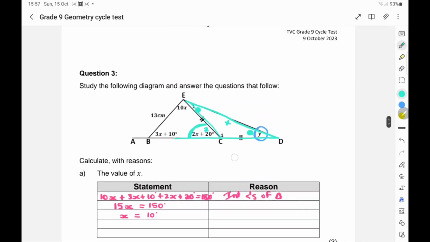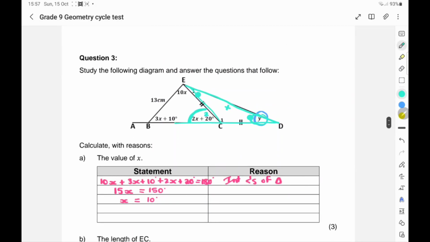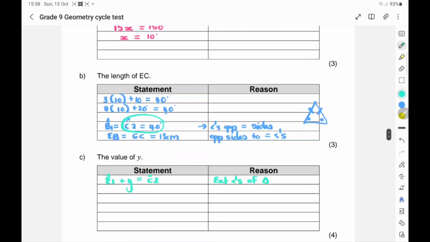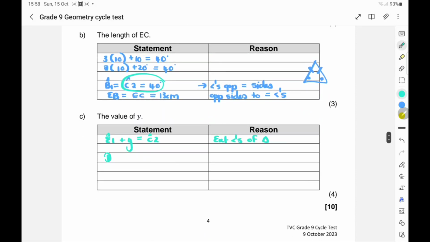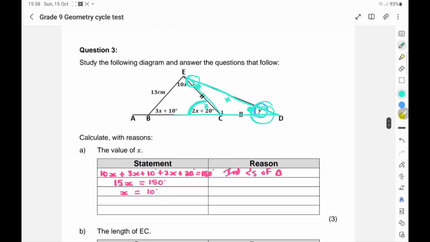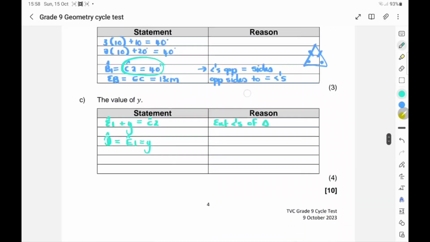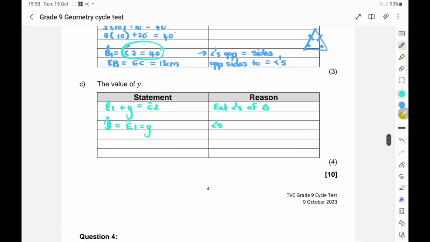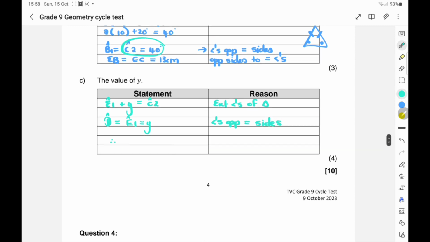But now, before we say that, we can say that D is equal to E1. Angle D is equal to E1, or you can say is equal to Y if you want. D is equal to E1, or you could have referred to it as Y is equal to E1. And that is because of angles opposite equal sides. So thus, you can go and work it out if you want.